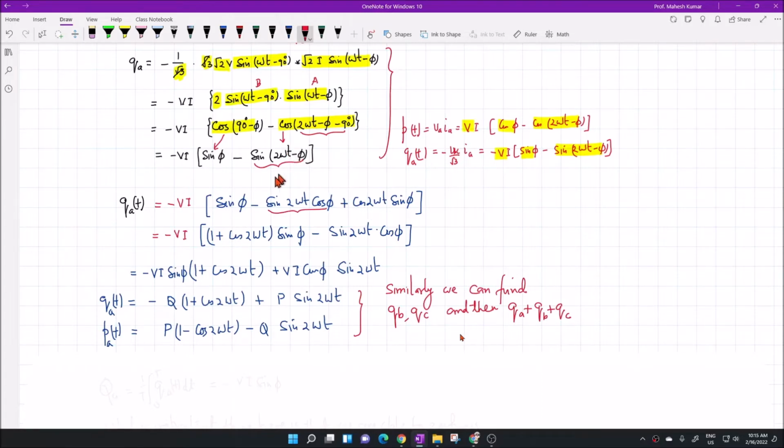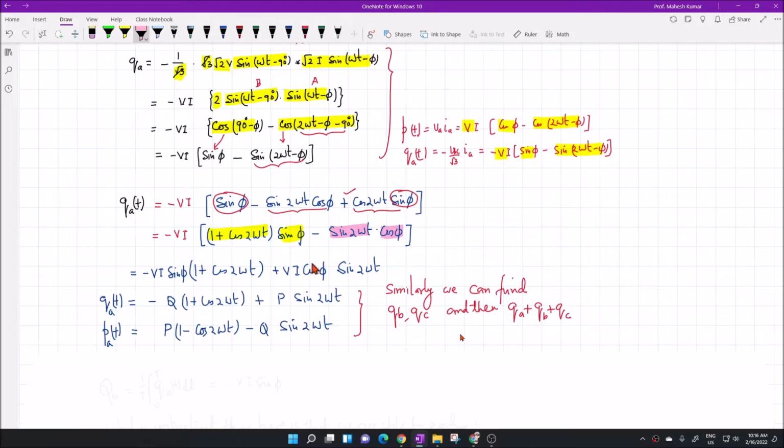So minus minus becomes plus here, this becomes plus here, cos 2 omega t sine phi. Now take this common, sine phi and sine phi. We will get sine phi as a common term, and this becomes 1 plus cos 2 omega t, and the next term is cos phi into sine 2 omega t.